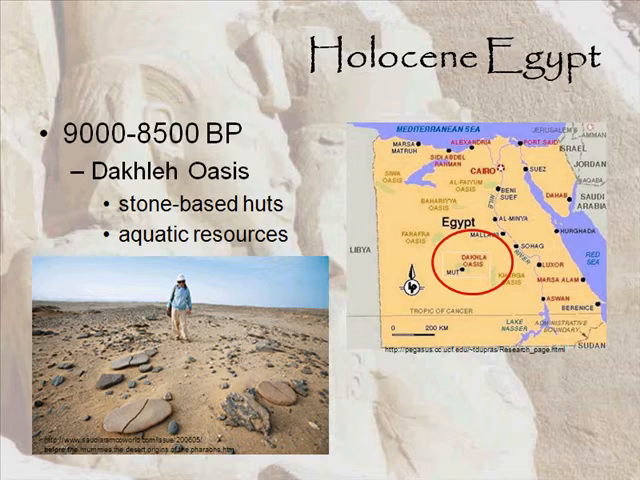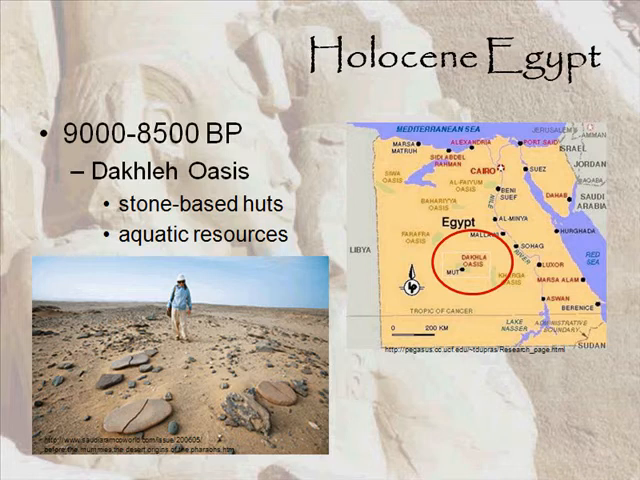What's interesting, if you look and see where Dakhla Oasis is on this particular map, right here, it's not really close to any of the riverine resources or any of the seas, but we do see increased aquatic resources from this particular site. And then we also have a bunch of grinding stones here in this particular picture. So lots of different things going on here, but we are seeing a trend in the intensification of resource use.